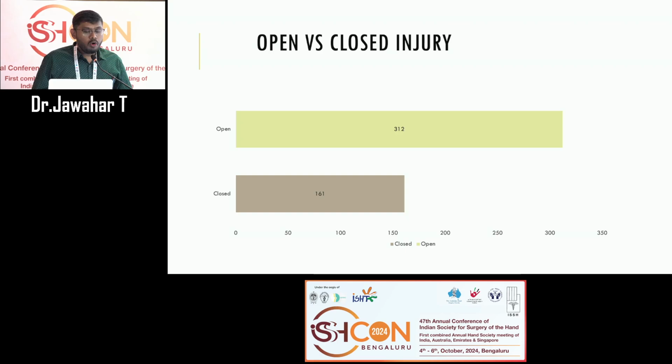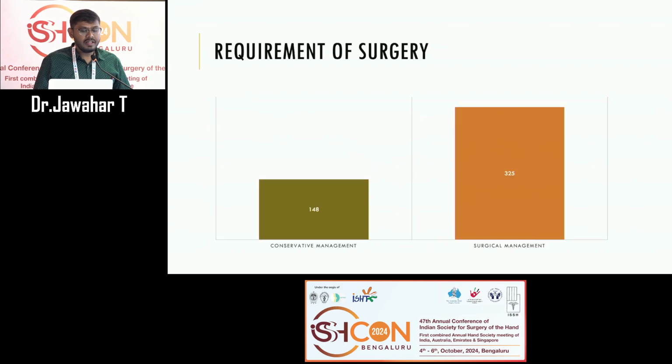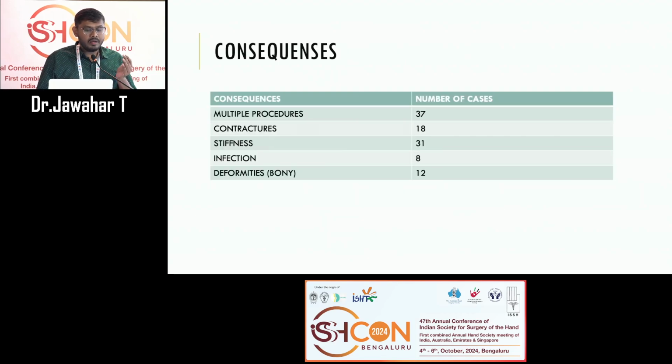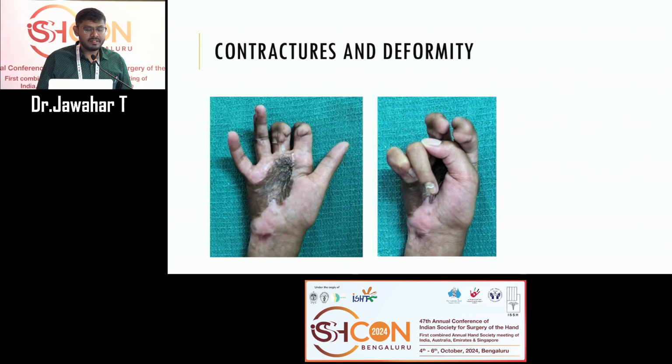Regarding open versus closed injury, we had more open injuries than closed injuries, and with bony involvement it was around 50-50 percent. Most of the patients in our study required surgical management, which included procedures like primary skin suturing, amputation, dislocation reduction, and other procedures as shown here. We had 37 patients undergoing multiple procedures, and patients resulted in contractures and deformities as shown here.